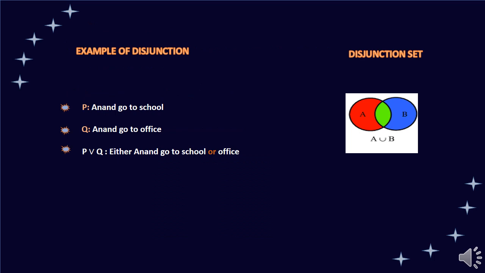Example of disjunction. The statement P is Anand goes to school and the statement Q is Anand goes to office. The statement P or Q is: Anand goes to either school or office. The right side of the panel shows the disjunction as a set. The first set is A and the second set is B. The shaded portion is A union B.